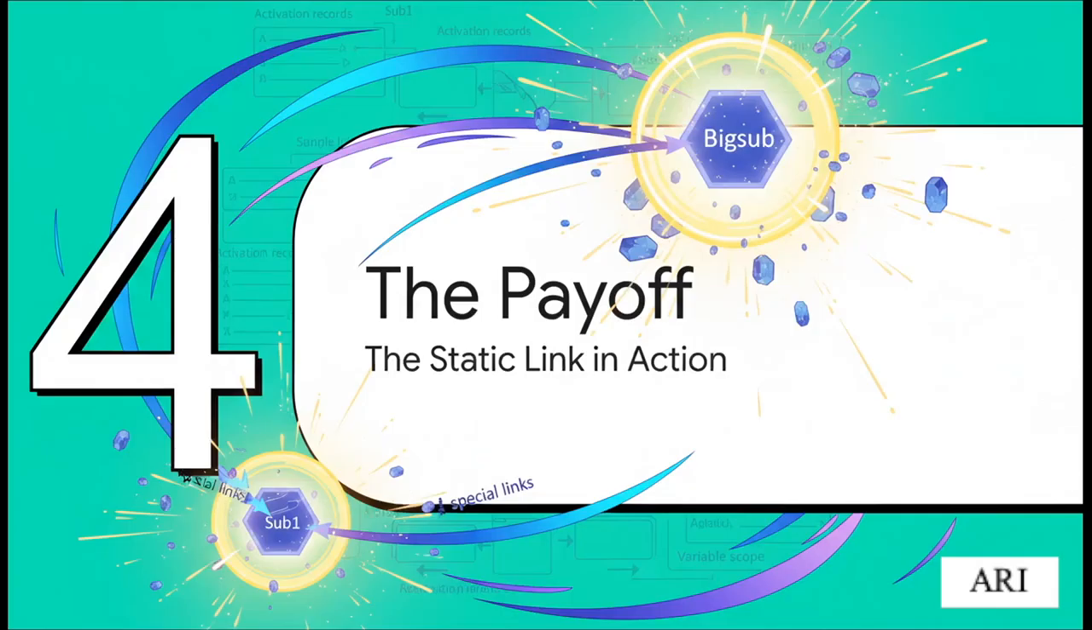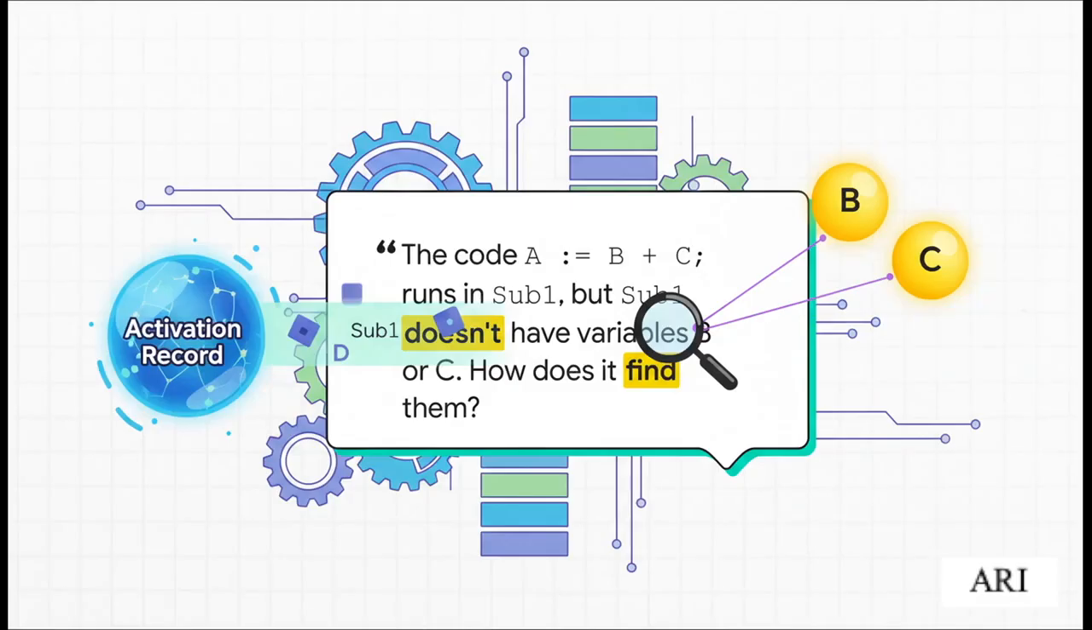So, why? Why go through all that trouble? Why does sub1 need that special link that jumps down the stack to get to bigsub? This is where we see the big payoff. This is the aha moment where the whole system proves just how brilliant it is. Let's look at the code inside sub1. It's trying to do some math. A equals B plus C.